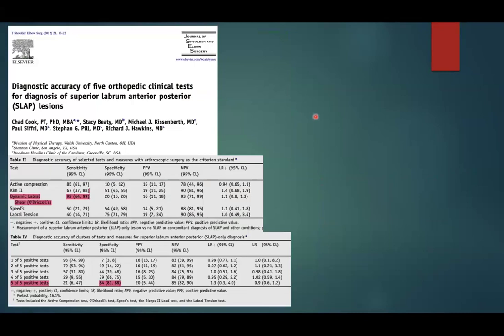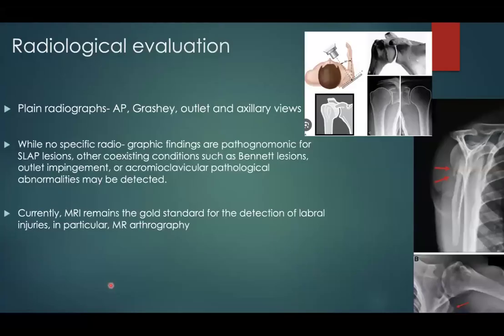This study by Chad Cook et al. studied the various clinical tests and their impact upon the diagnosis. They compared tests like the active compression test, KIM 2 test, dynamic labral shear test, speed test, and labral tension test, and said that no single test gave an outcome specific for SLAP lesions, but concluded that if all the tests are clubbed together, then the specificity increases. As we can see in the last column, with 5 out of 5 positive tests, the specificity increases to 84%.